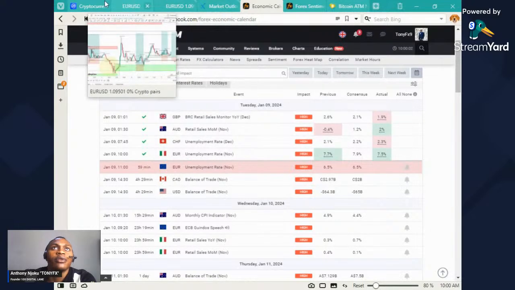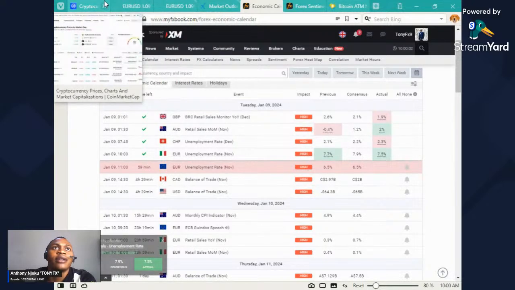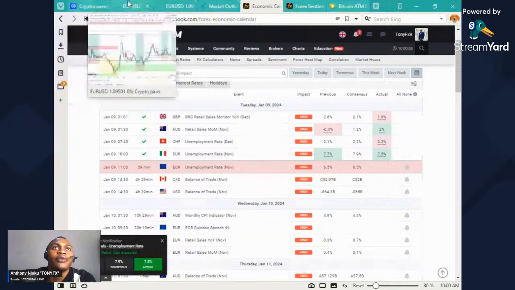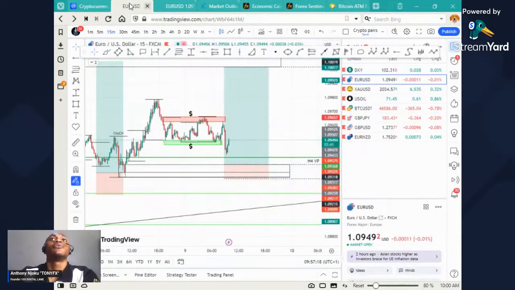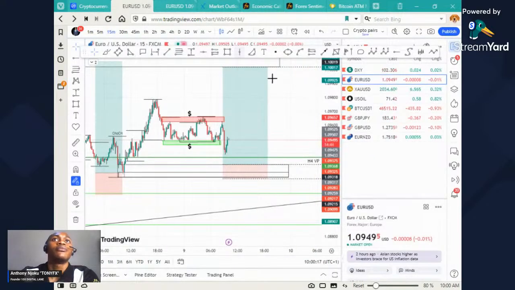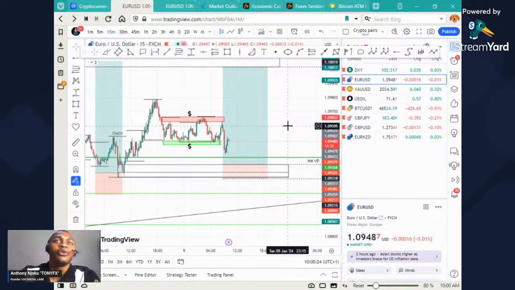Yep, that's high. 7.5, lower than the forecast, which is good for euro. 7.5% lower than forecast, which is good for euro. Okay, so I think that was the buy trigger we needed from euro.